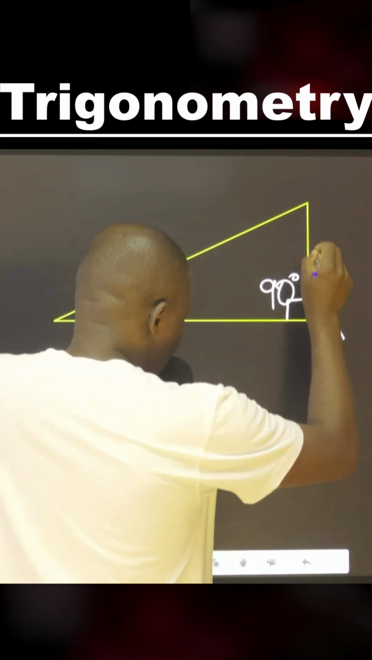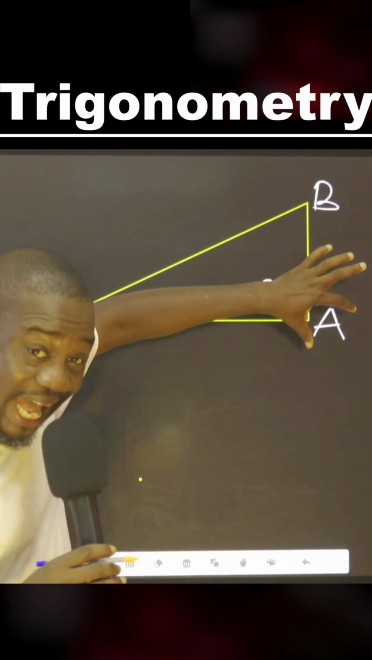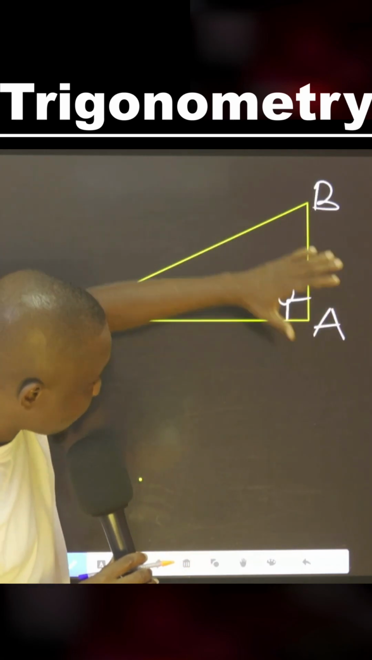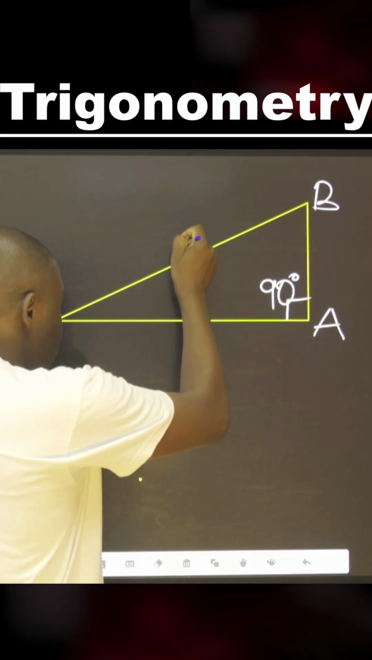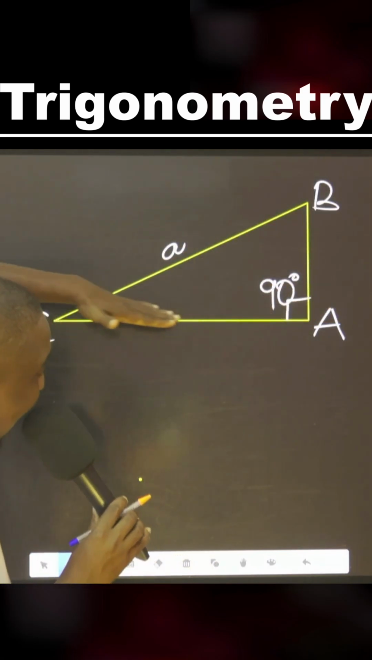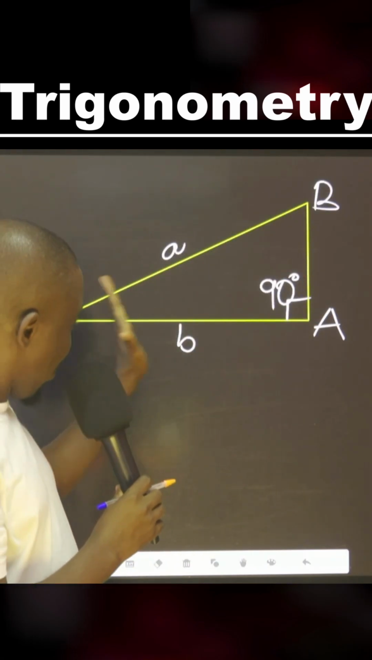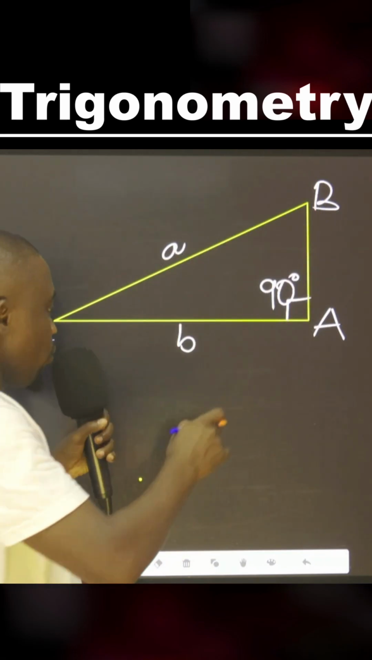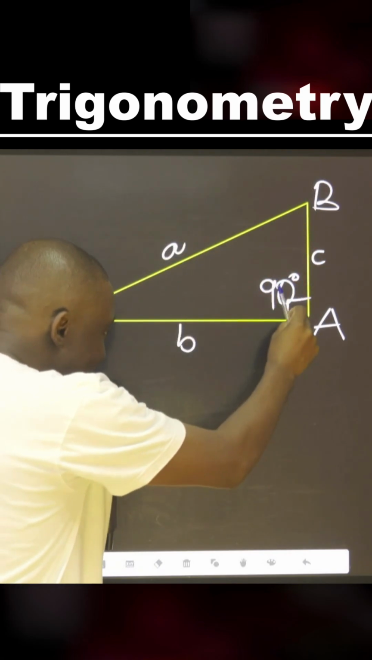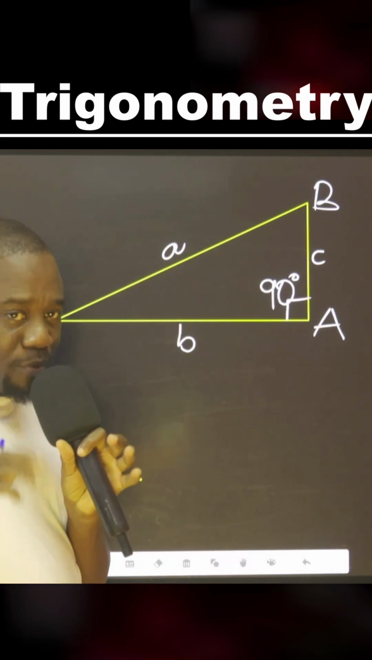This is A. Let's call this one A. Let's call this one B. Let's call this one C. Because this is capital letter A, the line that is opposite to it, that is facing it, we use small letter a for it. For this one that is capital letter B, this line that is facing it, we use small letter b. For this one now, this line is facing this angle, we use small letter c. So this line is c, this line is a, this line is b, but the angles are what? Cap letters. We are not yet in trigonometry.